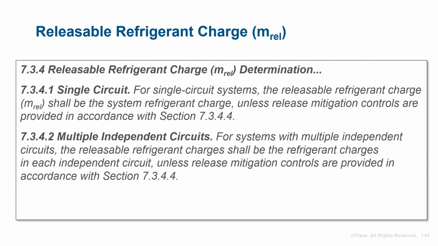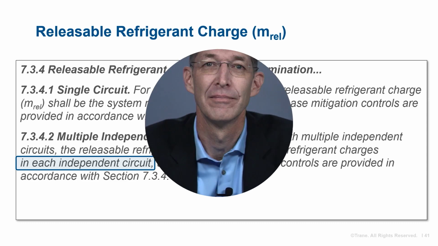Section 7.3 defines how to determine this. For a system with a single refrigeration circuit, it's the entire charge of that system. Or if a system has multiple circuits, it's the charge in each independent circuit.